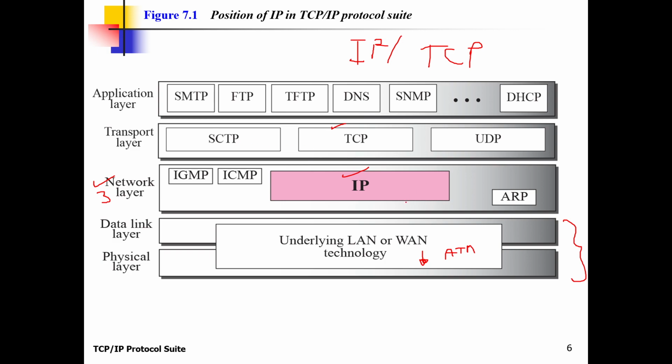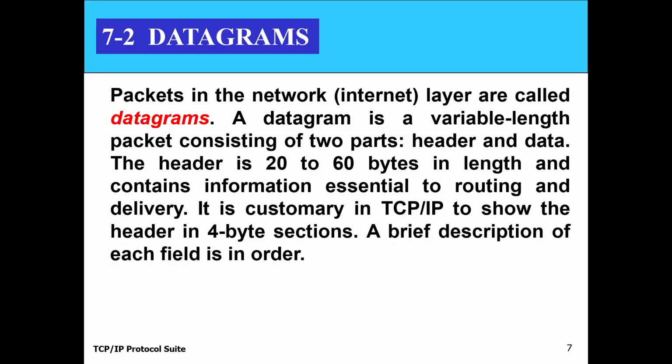Remember also last time we explained that protocols could be connection oriented or connectionless. TCP is connection oriented. It's like the phone system. UDP is connectionless. How about IP? Connectionless. It's like mail, which is connectionless.